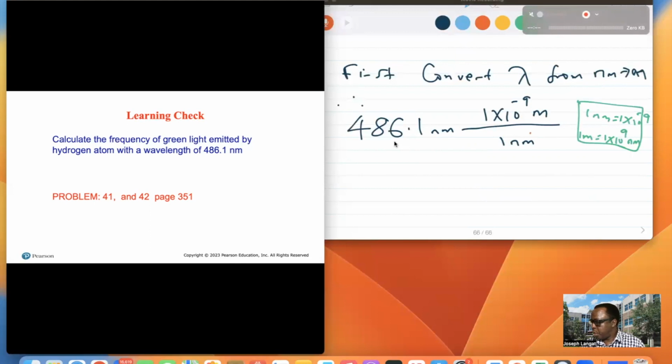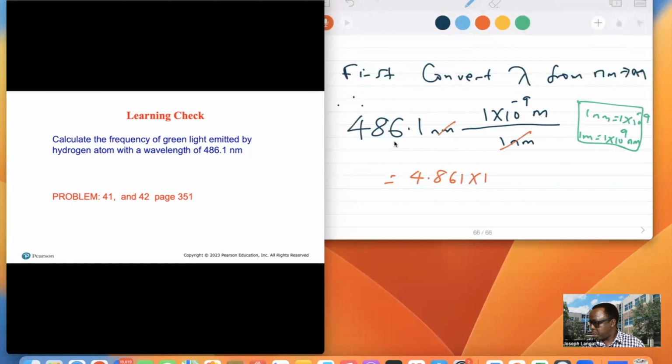Unit cancellation, this will go away, and what we'll have is 4.861 times 10 raised to negative 7, nanometers, negative 7 meters, sorry. This is meters, not nanometers. So I've changed the wavelength from nanometers to meters.